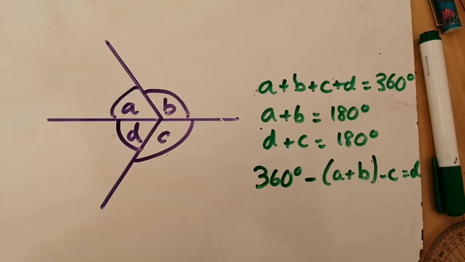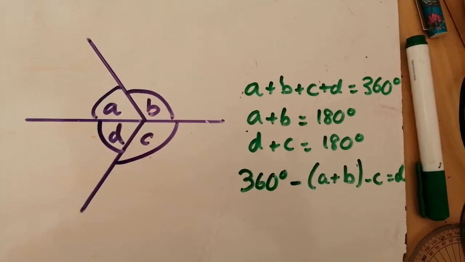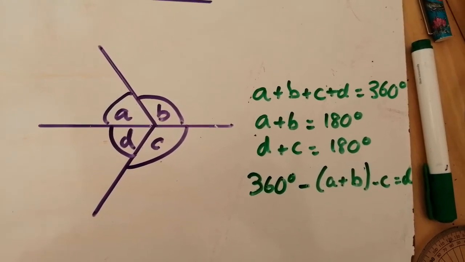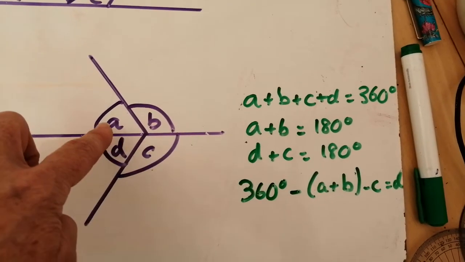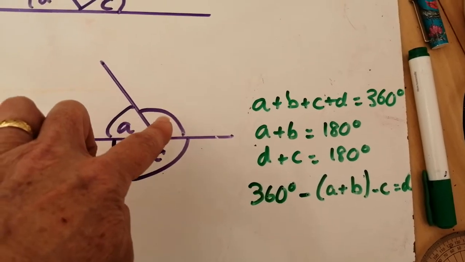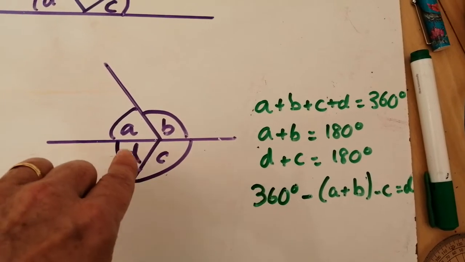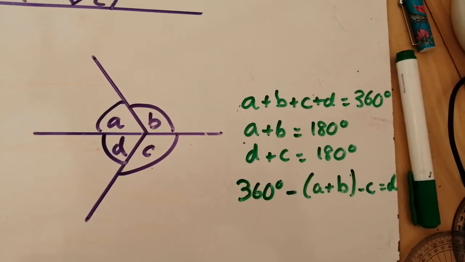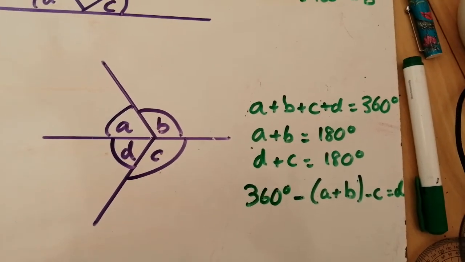For the other one, we need to remember that the angles around a turn add up to 360 degrees. So A plus B plus C plus D equals 360 degrees. We can see this is a straight line. So A plus B equals 180. D plus C is another 180. And then you could get into all sorts of complicated 360 degrees minus various brackets equals various individual angles.